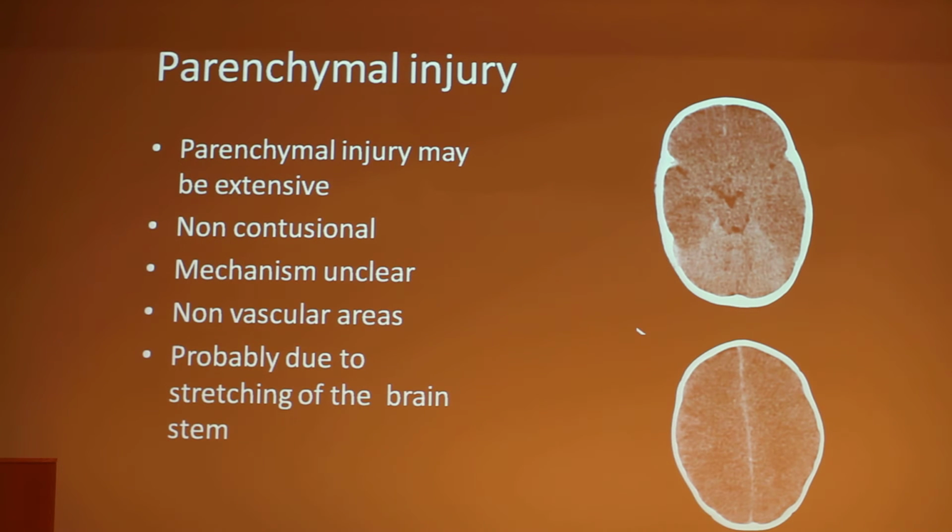But the most severe sign and the most severe finding is the parenchymal injury, which may be very extensive. These injuries are really non-contusional, and they are not in vascular territories, and we don't really know the mechanism. It's probably due to hypoxic-ischemic injury, because the flexibility of the neck, stretching of the brainstem and the cervical cord, causes injury to the respiratory centers and episodes of apnea.